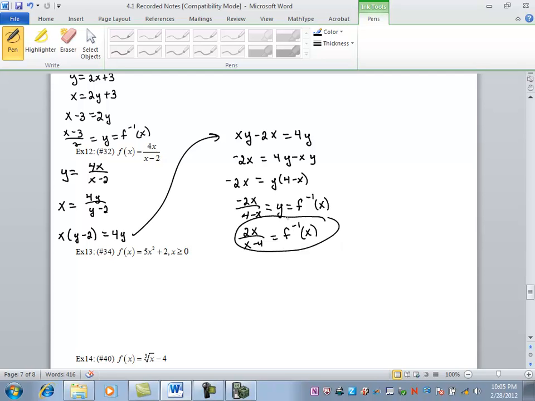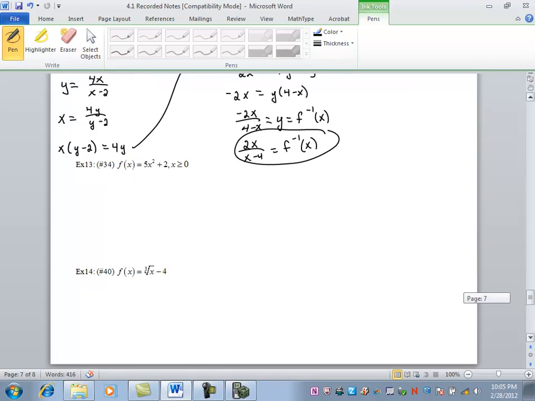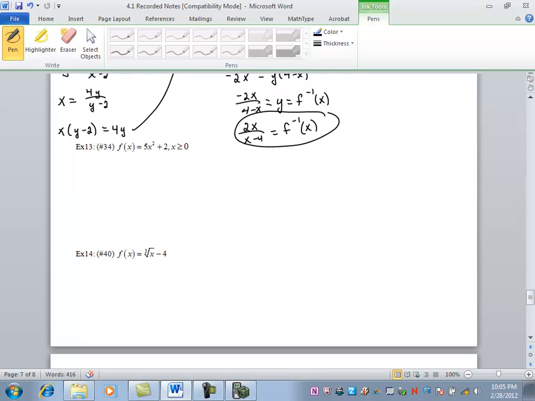So if you have questions there, make sure you jot those down so that you can bring those up tomorrow. Now you'll notice here on example 13 that we've restricted the domain so that x is greater than or equal to 0. That'll be important here momentarily. Alright. So now we notice that x is greater than or equal to 0.